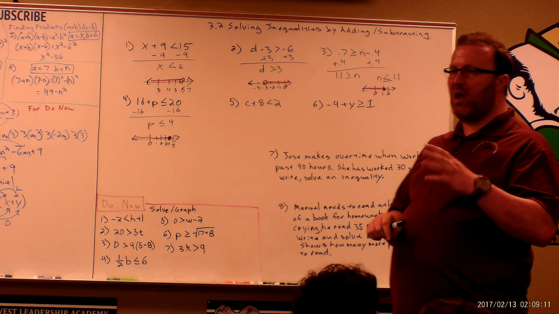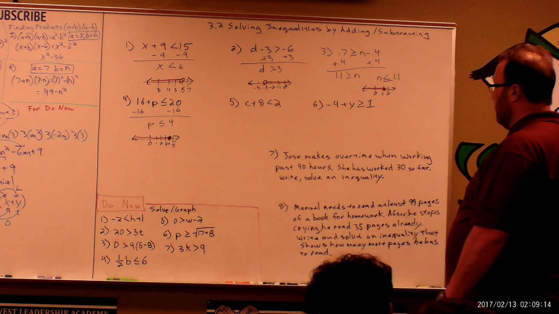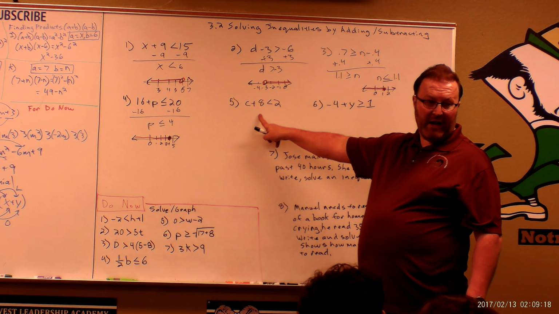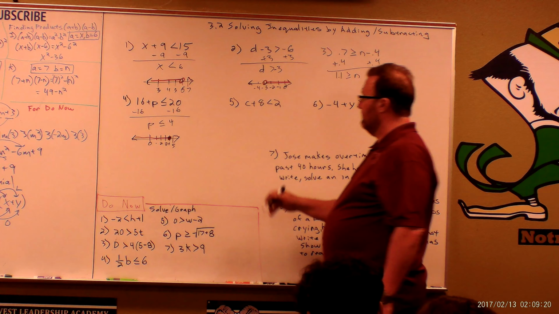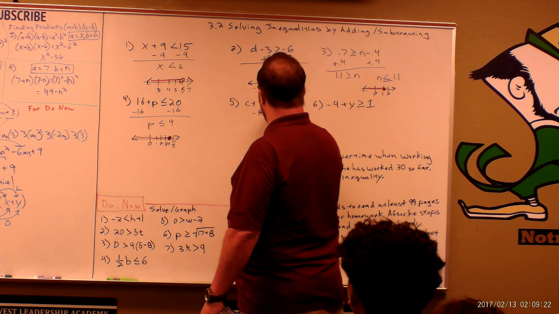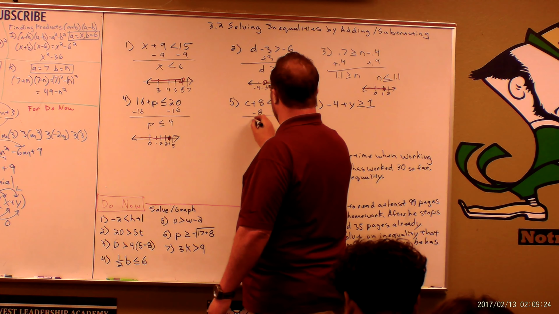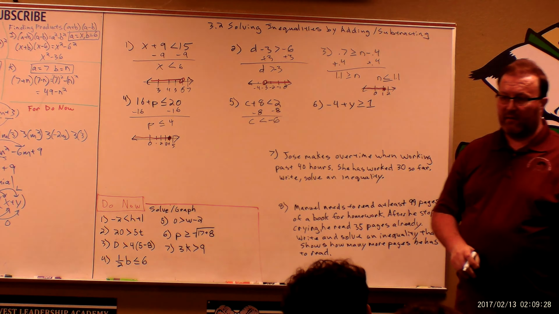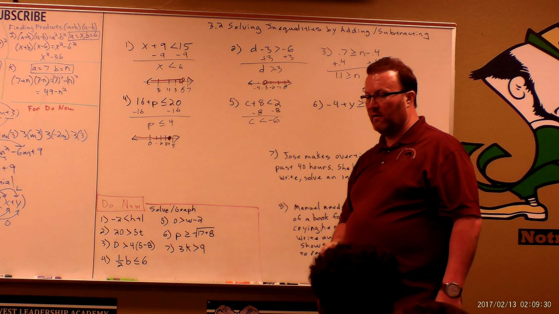It's a little different multiplying and dividing, but once we get the adding and subtracting done, it's not that hard. Same exact thing, right? Inverse operation of plus 8, minus 8. Subtract it from both sides. Yep, C is less than negative 6. Then we're going to go graph this out.